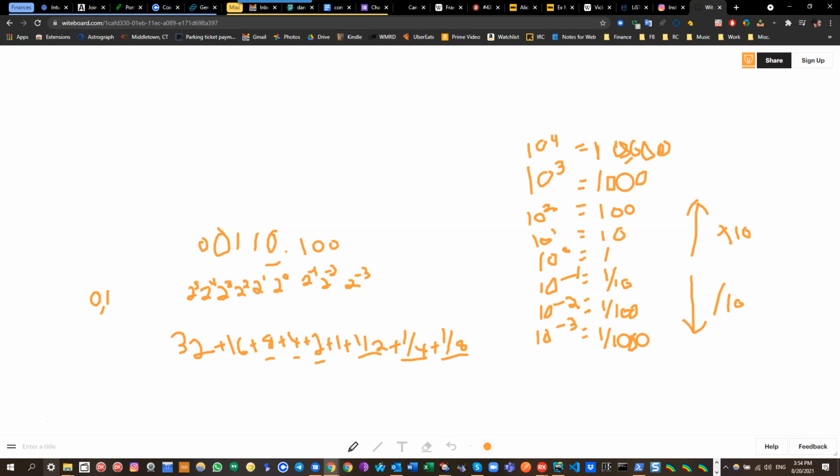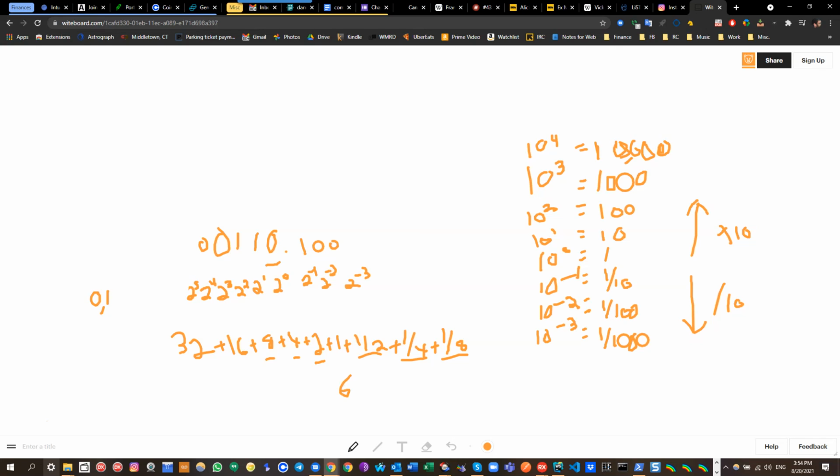So, as you continue to go to the right, the number is the same, but it's in the denominator of a fraction now, because you're dividing instead of multiplying. So, anyway, 32 plus 16 is 48, plus 8 is 56, plus 4 is 60, plus 2 is 62, plus 1 is 63, plus 1/2 is 63.5.